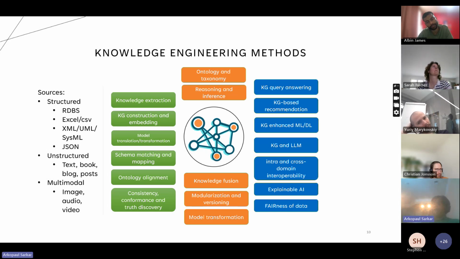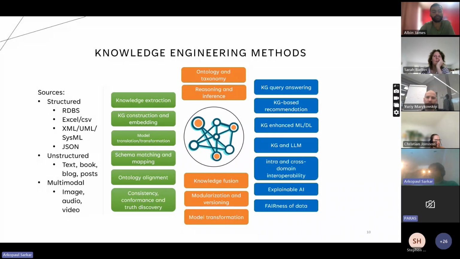And what are the applications of knowledge graphs? Where can you use them? Of course, you can use them for KG query answering. I showed some very simple examples, but this can go really complex to generate answers from a knowledge graph. It's heavily used in KG-based recommender systems, for product recommendation and other recommendations, for different kinds of search. KG is used in machine learning and deep learning, and KG with LLM is growing in popularity. The traditional use of knowledge graph and ontology, however, is to enable intra- and cross-domain interoperability. And there are also some new uses, for example explainable AI and the fairness of data, as Sarah mentioned.